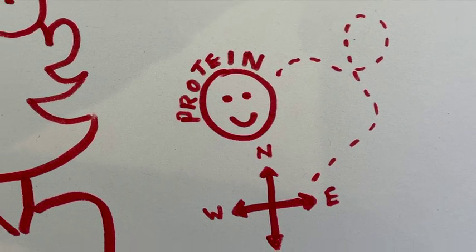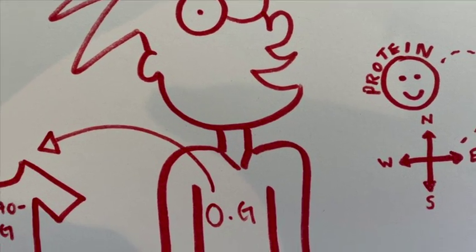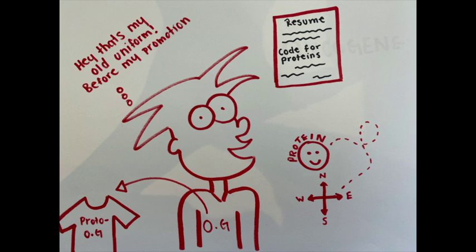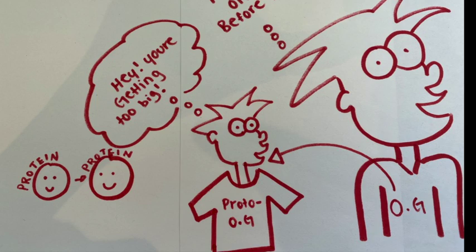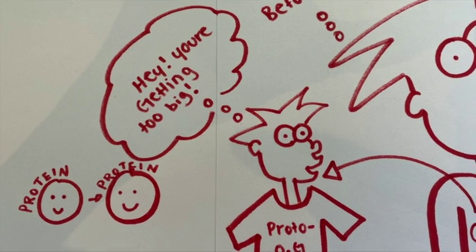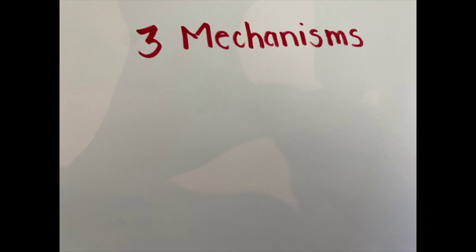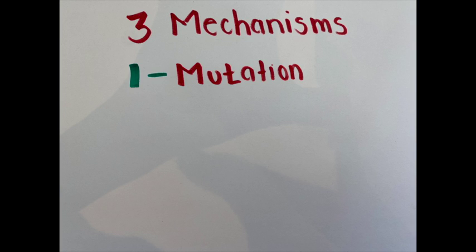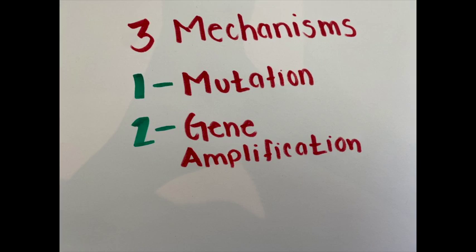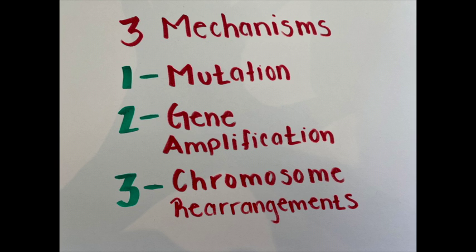Before OG got the job title of oncogene, he was actually a proto-oncogene. While OG was a proto-oncogene, he was in charge of coding for proteins that help regulate cell growth and cell differentiation. Now you must be wondering, how did OG get a promotion like that? Well, that's due to one of 3 mechanisms. The 3 mechanisms are mutation, gene amplification, and chromosome rearrangements.